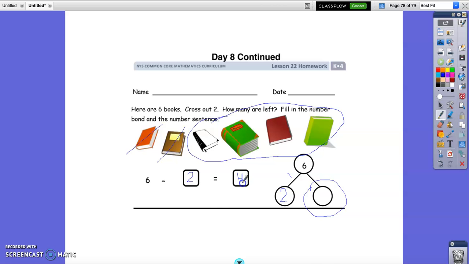And we're going to check that by putting 6 fingers up. Hold up 6 fingers. 1, 2, 3, 4, 5, 6. Now put 2 of those fingers down. 1, 2. How many fingers do you have left? 4. You have 4 fingers left. So 6 minus 2 equals 4, or 2 plus 4 equals 6. It's the fact family.